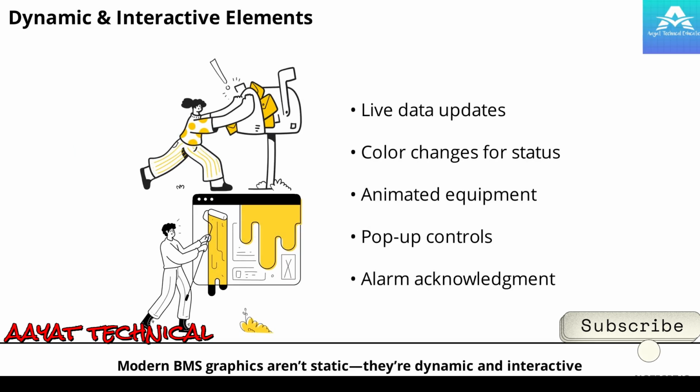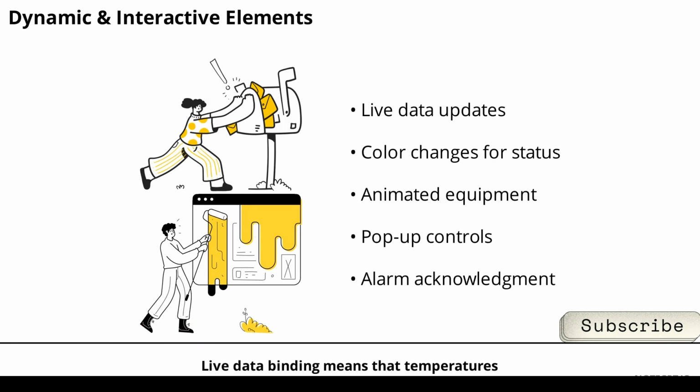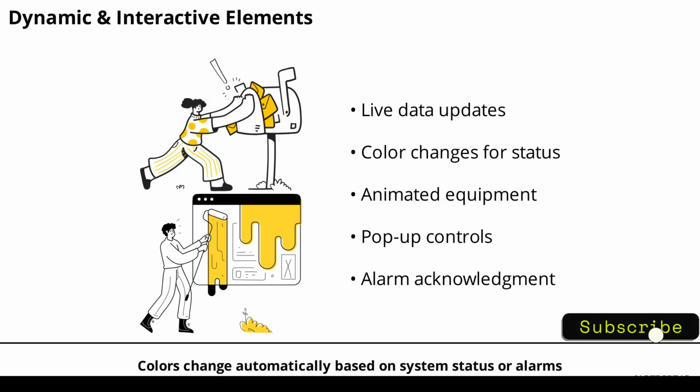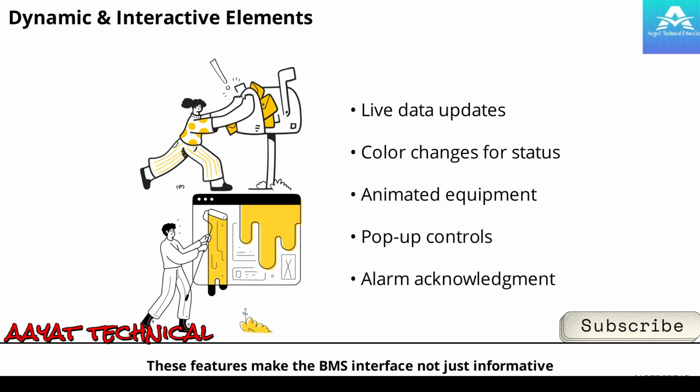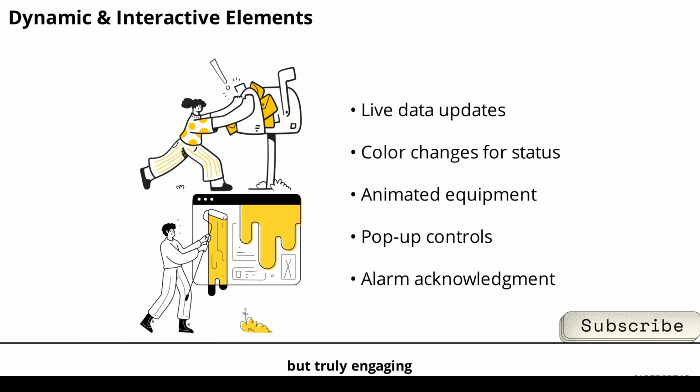Modern BMS graphics aren't static, they're dynamic and interactive. Live data binding means that temperatures, pressures, and statuses update in real time. Colors change automatically based on system status or alarms, making issues instantly visible. Animated elements, like rotating fans or flowing pumps, add clarity and realism. Pop-up windows allow users to enter set points or schedules, while alarm icons can be acknowledged with a simple click. These features make the BMS interface not just informative, but truly engaging.